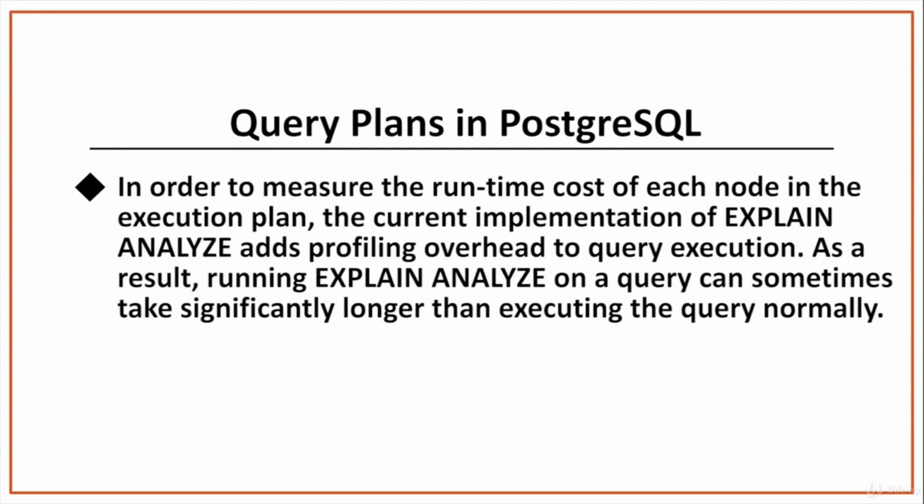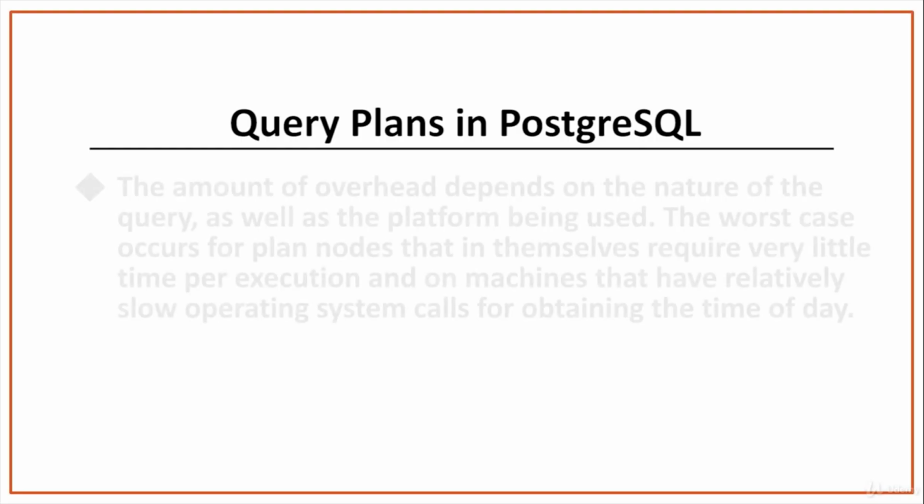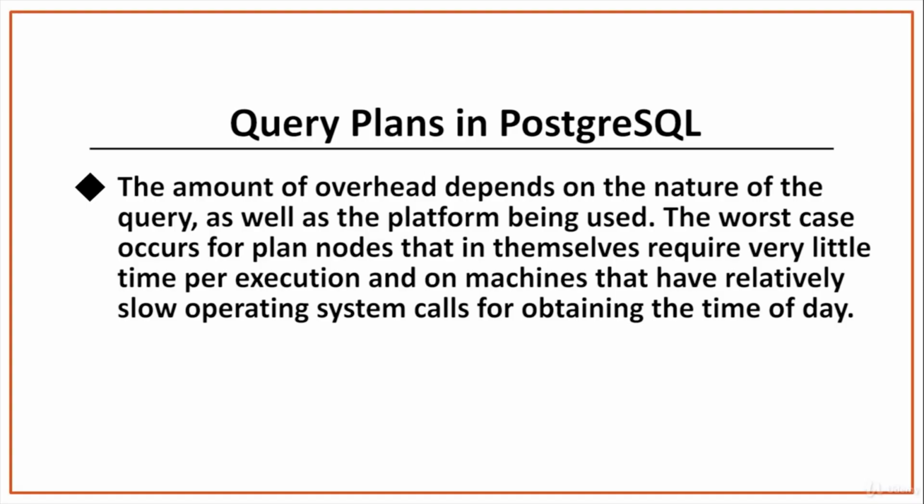In order to measure the runtime cost of each node in the execution plan, the current implementation of explain analyze adds profiling overhead to query execution. As a result, running explain analyze on a query can sometimes take significantly longer than executing the query normally. The amount of overhead depends on the nature of the query, as well as the platform being used. The worst case occurs for plan nodes that in themselves require very little time per execution, and on machines that have relatively slow operating system calls for obtaining the time of the day.